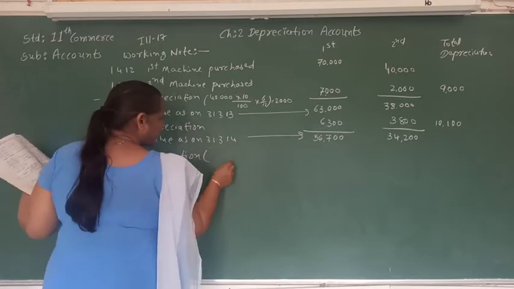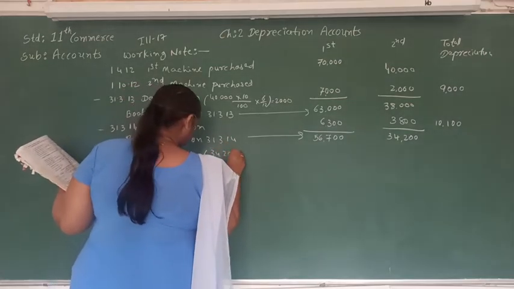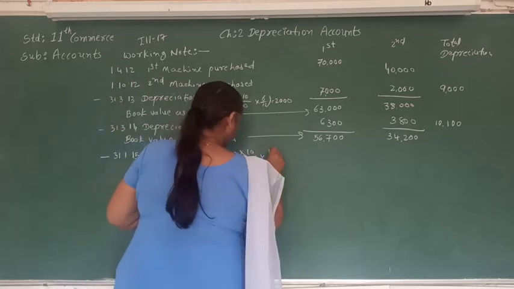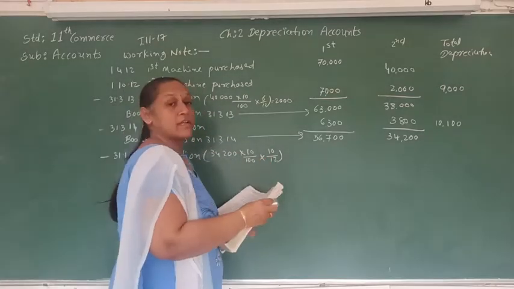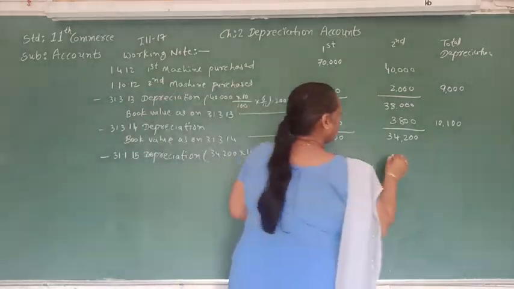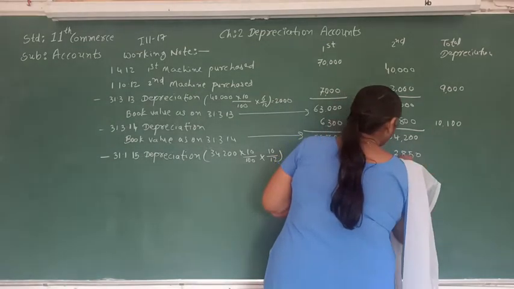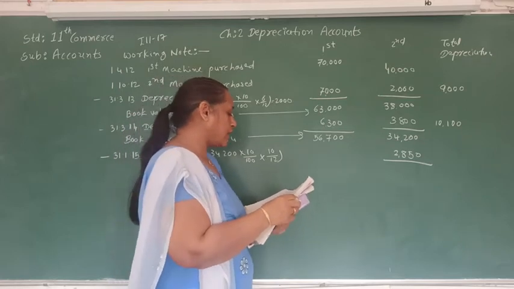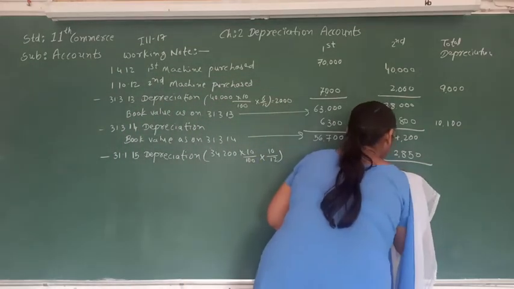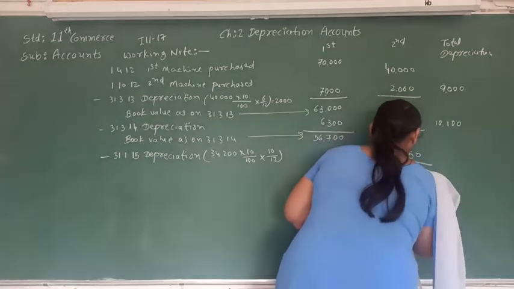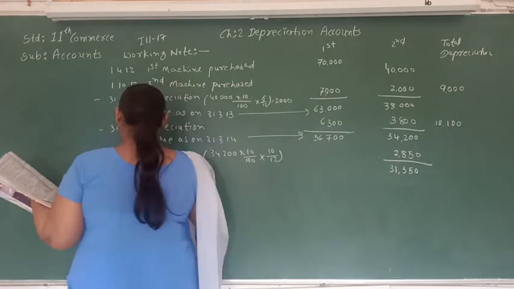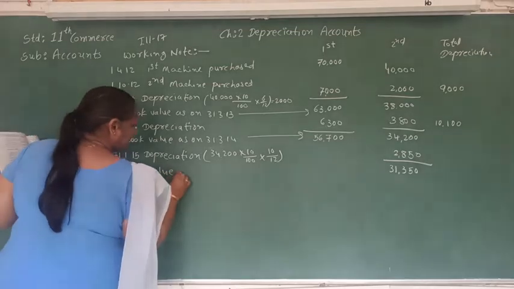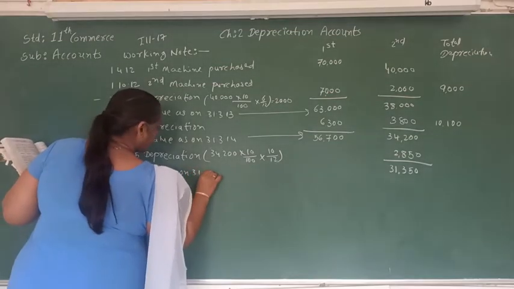This depreciation will be for the 10 months only, as the machine will be sold on the same day. We have to calculate depreciation up to that time at the rate of 10%, and again it will be for the 10 months. So total depreciation will be 2,850 for 10 months. If we deduct 2,850 from 34,200, the balancing amount will be 31,350. So this will be the book value of the second machine on 31st 1/15.